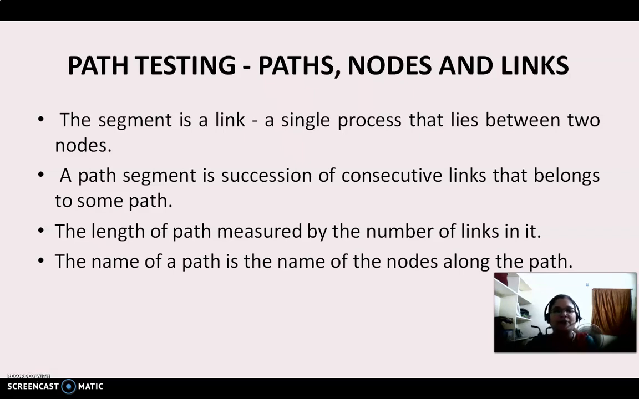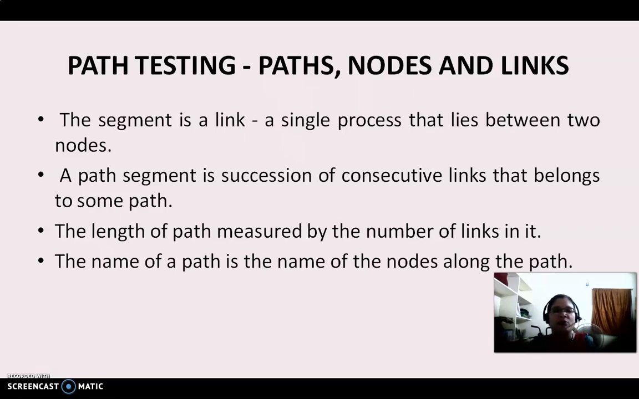A path segment is nothing but a succession of consecutive links that belongs to the same path. Whenever there are multiple paths, the links which are connected to the path are called the path segment. How can we measure that path? It is the number of links through which the particular nodes are connected. That is nothing but the length of the path.